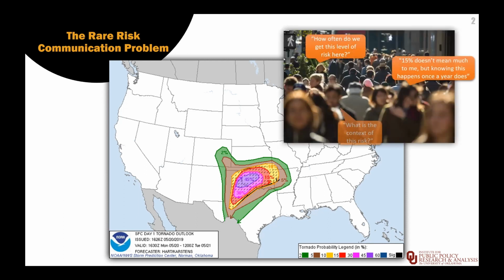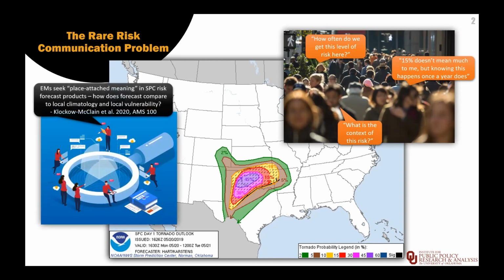But when we ask people to interpret this probabilistic product, we get a lot of interesting questions. Like people will ask, how often do we get this level of risk here? Or some people say that 15% doesn't mean very much to me, 15% chance of rain, I'm not even bringing a rain jacket to work. But knowing this happens once a year does. Or just in general, what is the context of the risk that you're showing me?